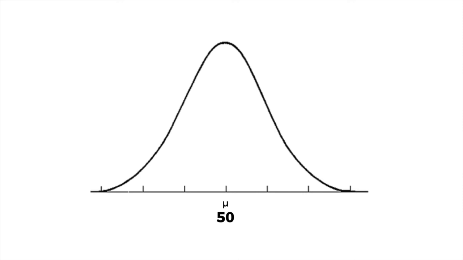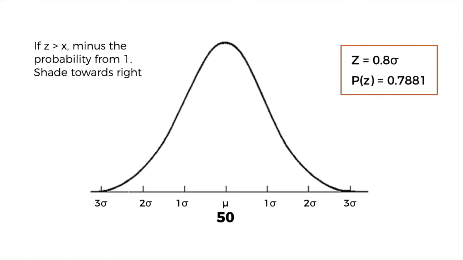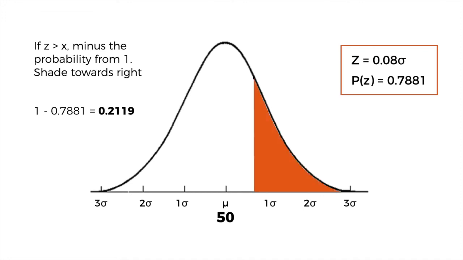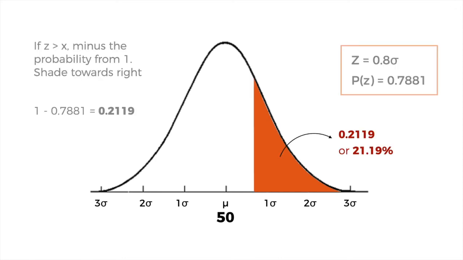Here are simple rules that you need to recall. If z is greater than x, subtract the probability from 1 and shade towards the right. So since z is greater than 51, we need to subtract that from 1. So we have 1 minus 0.7881. If you compute that, we now have 0.2119. In percentage format, it's telling you that 21.19% of the probabilities you have here is greater than 51.